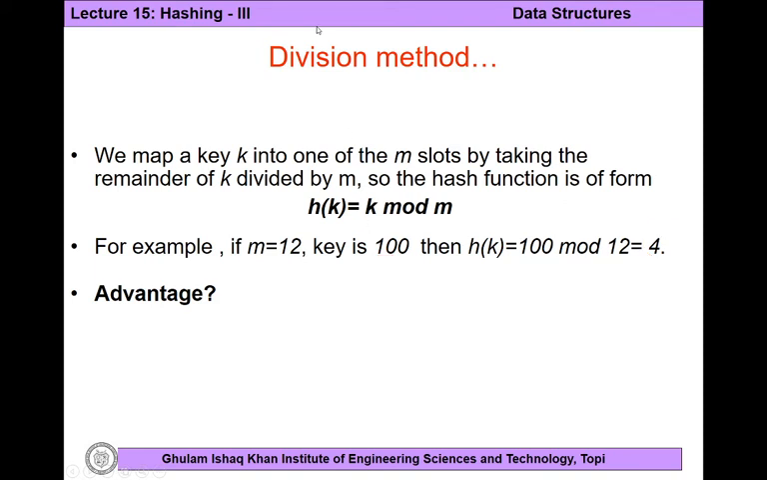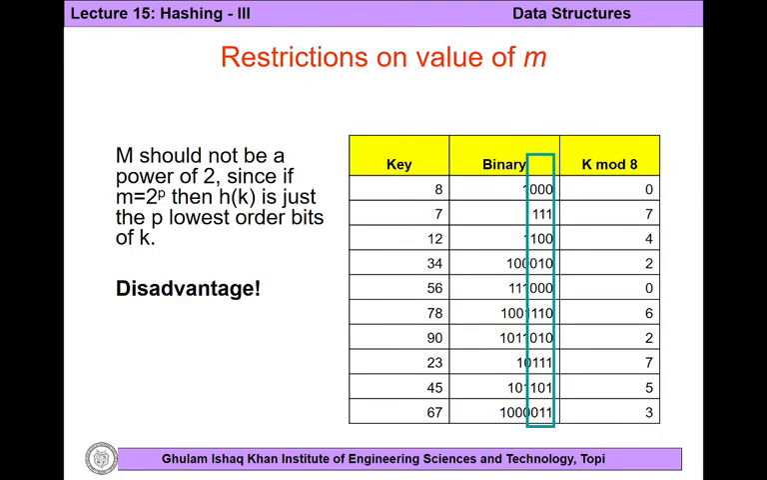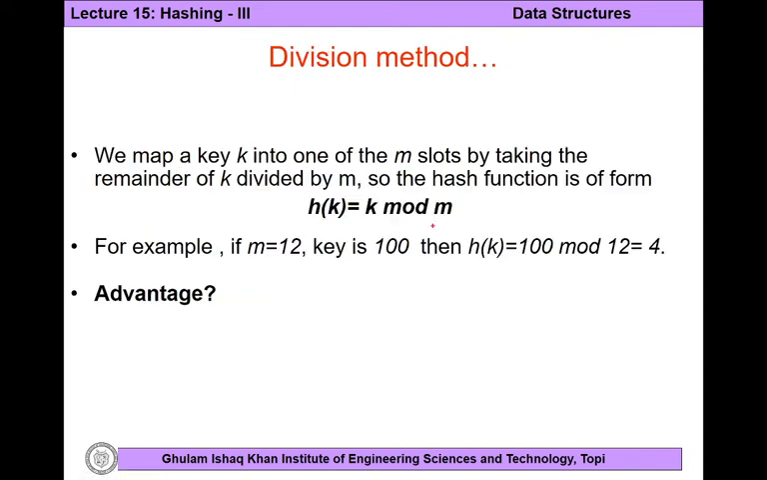So what is the obvious advantage of this hash function? The obvious advantage is that it's very quick. It works in order of 1 time, right? It's a single statement, so it works in order of 1 time. This is the advantage, right? But there is a catch or disadvantage as well. That is the size of the hash table, right?